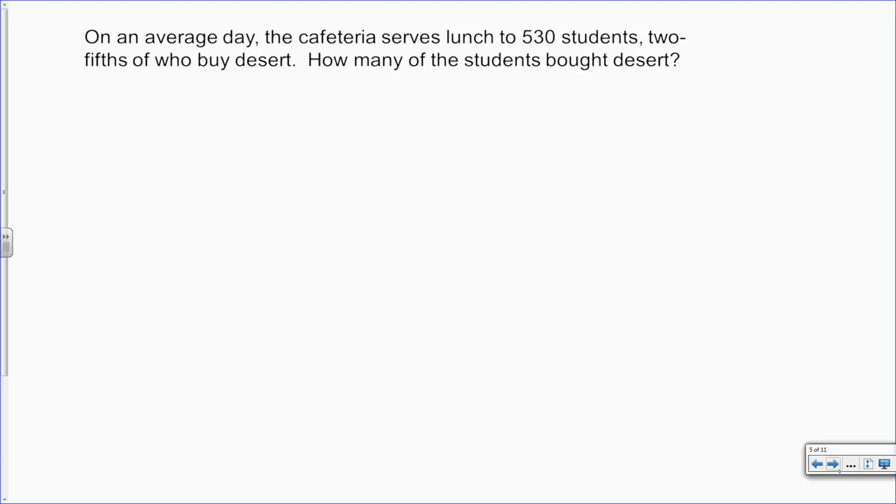Let's look at 3 story problems. Go ahead and work through these and then turn it on and check them. Okay, on an average day, the cafeteria serves lunch to 530 students. 2/5 buy dessert. How many students bought dessert?